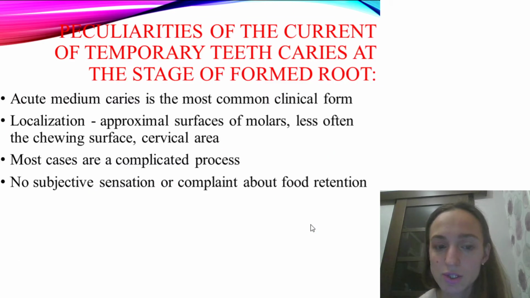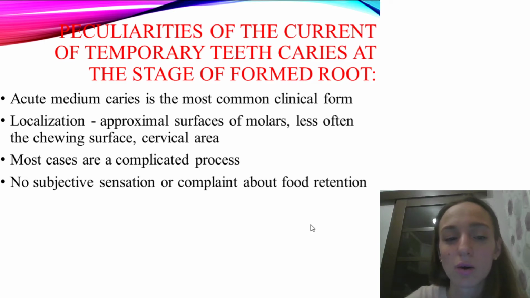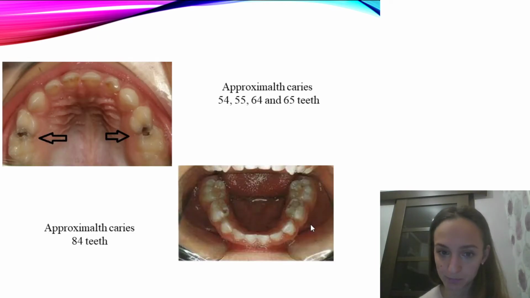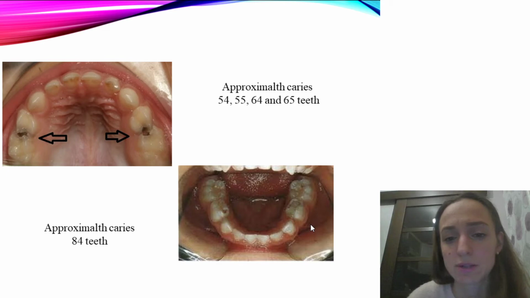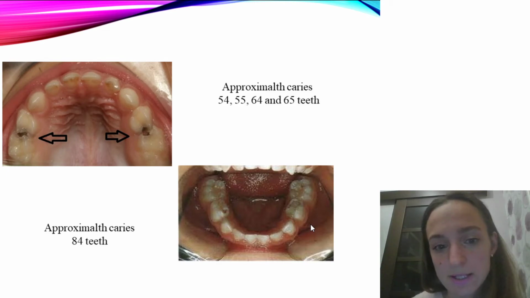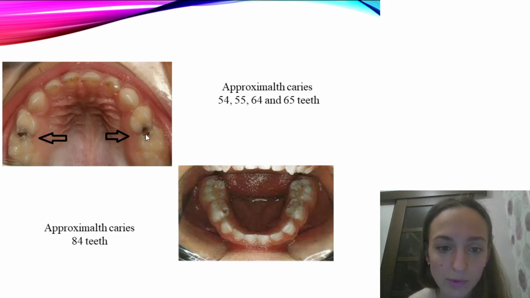Then, acute medium caries is the most common clinical form. Localization: the proximal surfaces of molars, less often the chewing surface and cervical area. Most cases are a complicated process with no subjective sensation or complaints about food retention. In clinical cases, please look, it is proximal caries. It is 54, 55, 64 and 65. Look, please.